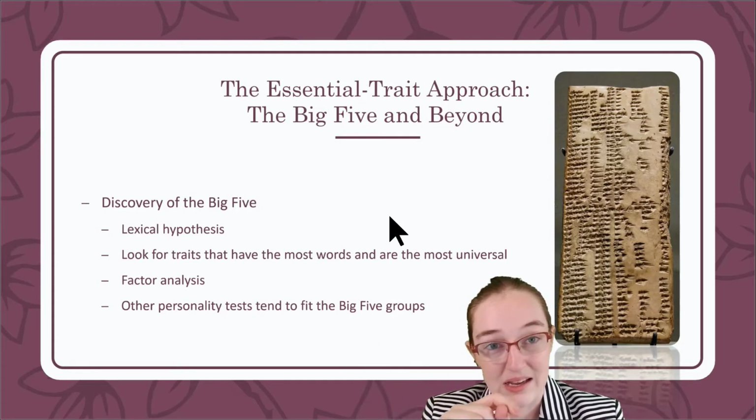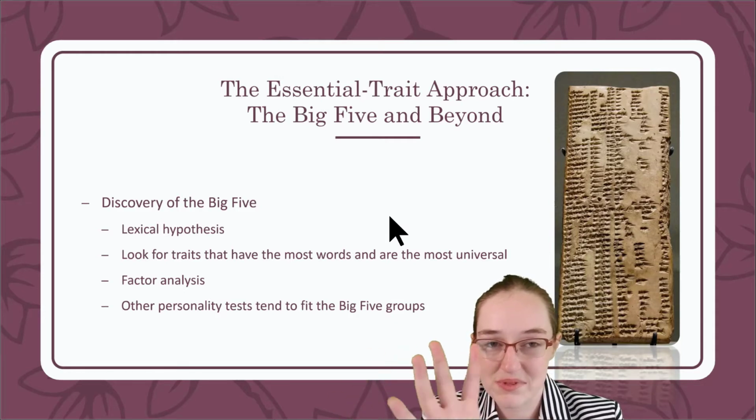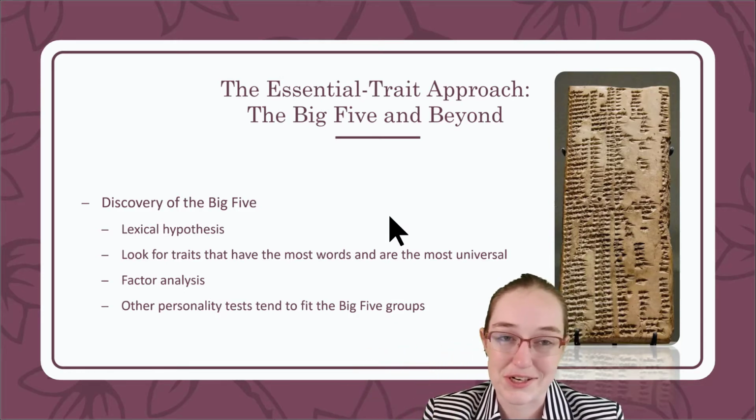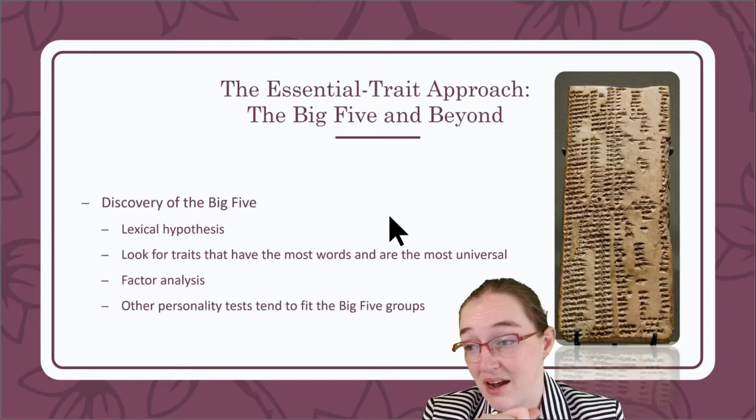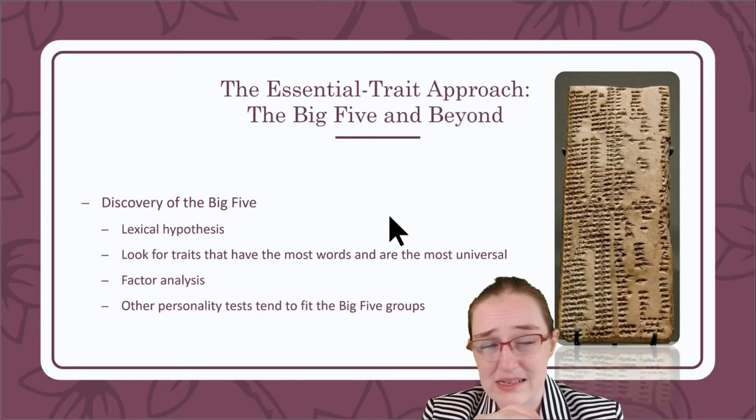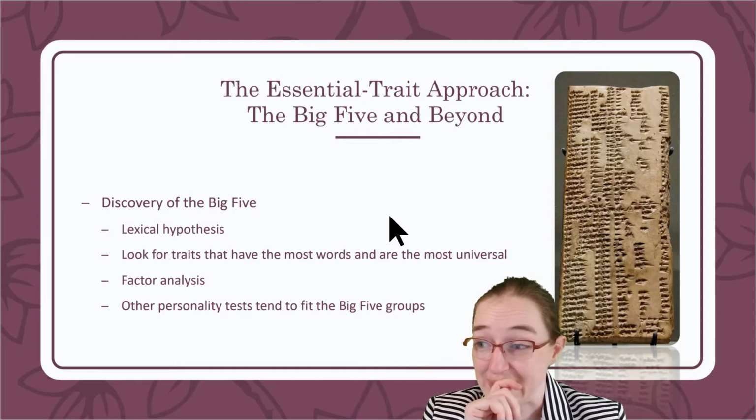So that's what they did. They generated a list, and Warren Norman's 2800 list is derived from the dictionary. They got people to rate themselves on all these different adjectives in the dictionary. It's a lot. And they did it across languages, and out comes the Big Five.